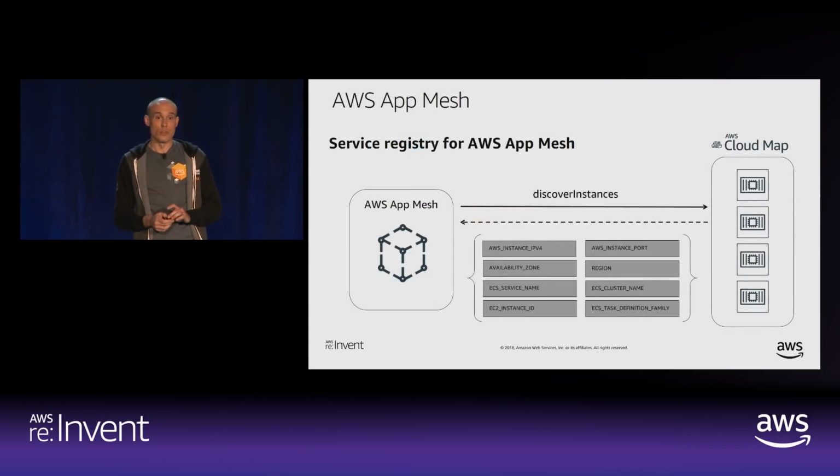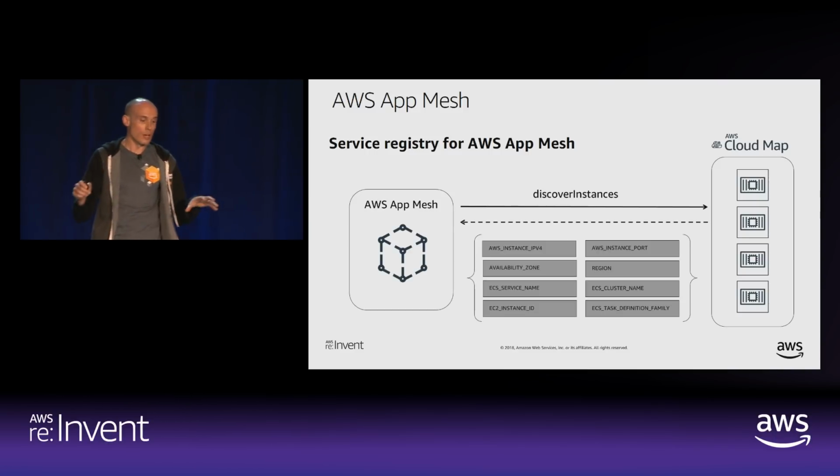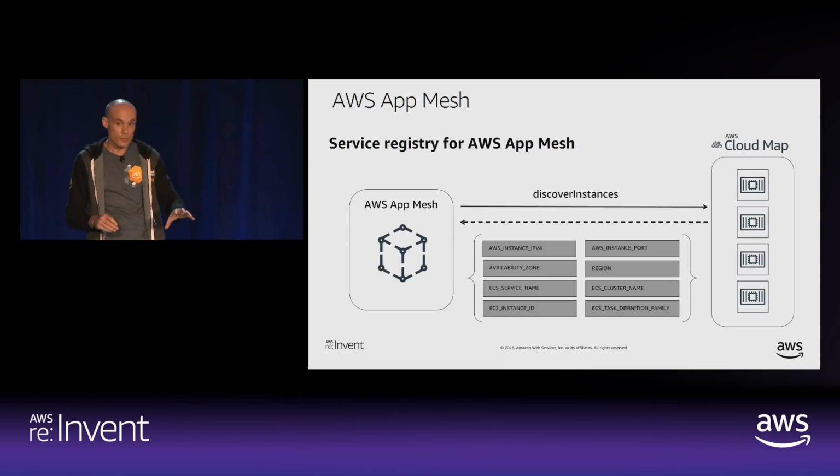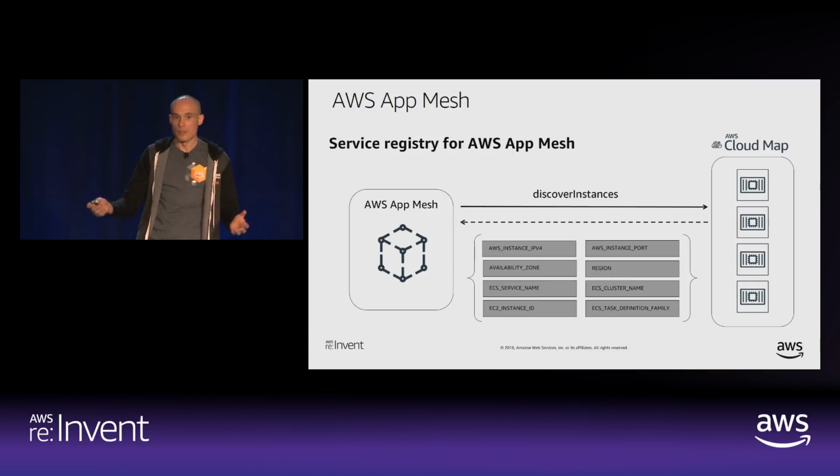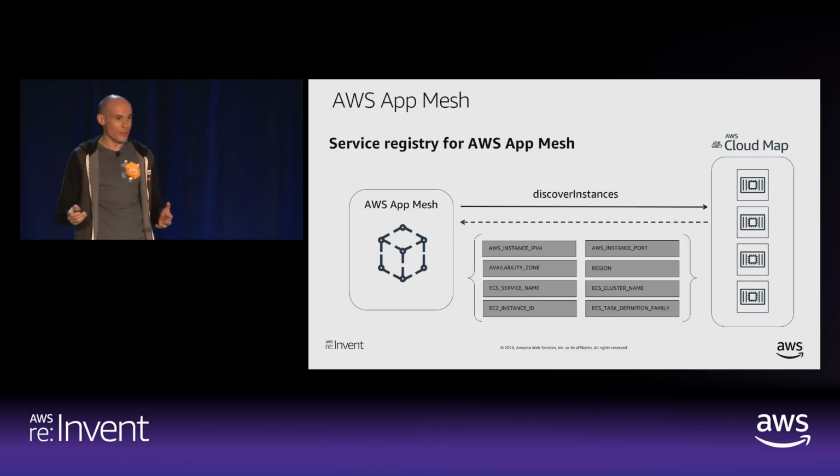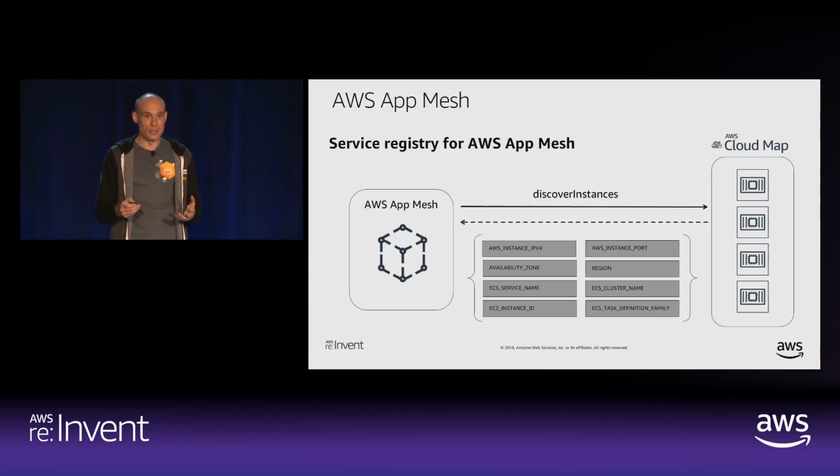Another service that we announced a couple of days ago, AWS App Mesh. It's a managed service mesh for your AWS applications. It will use Cloud Map and all these attributes that ECS populates to make these smart routing decisions on your behalf. So you don't really have to worry about it. You won't have to build your clients in a special way that really looks up the EC2 instance ID or availability zone.